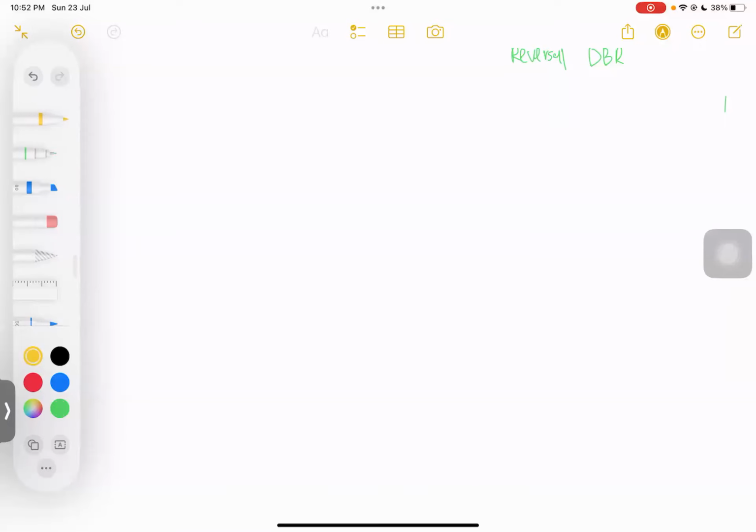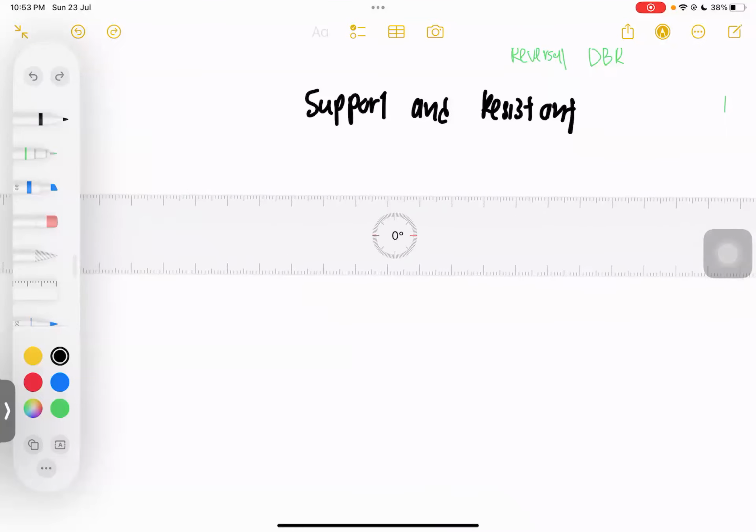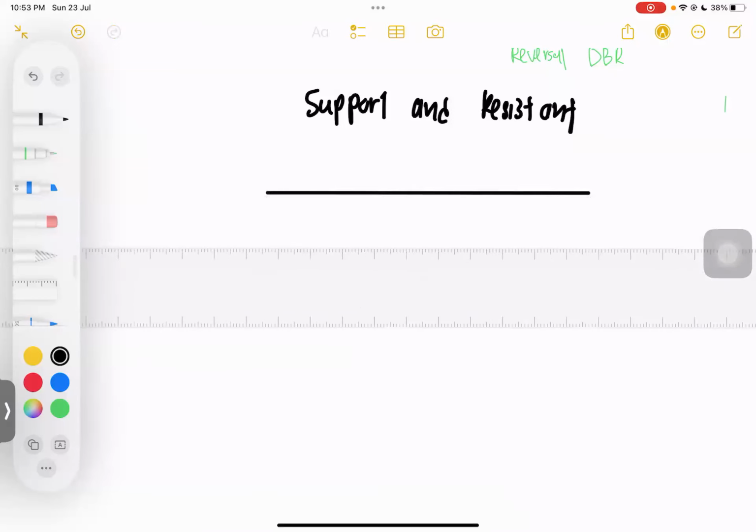I will go to support and resistance. As you guys know, support and resistance, I think this one actually is a basic of trading. Support means the lowest. Let me show you this. You can just draw a few lines just to demonstrate for you what support and resistance is.